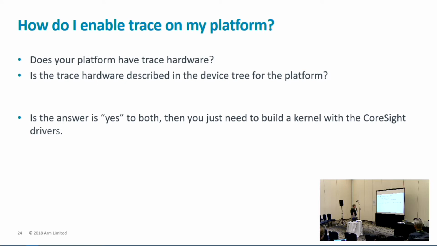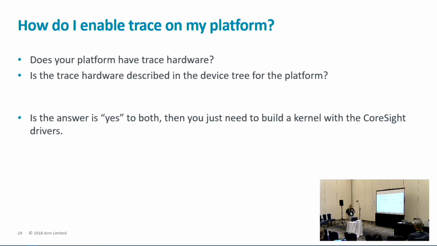And finally, if you want to do all this, obviously you need to be able to enable trace on your platform. So you need to know, does it have trace hardware? It's not going to work without it. But more importantly, is the trace hardware correctly described for the platform? And not just the trace hardware, but the power and the clocks and all that sort of information that enables the CoreSight system to be switched on.